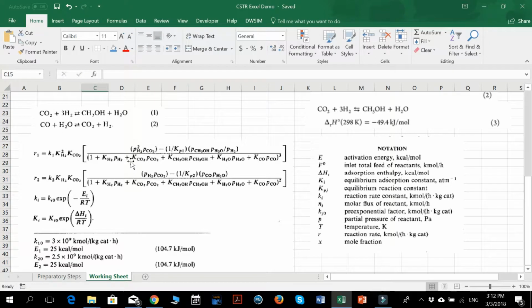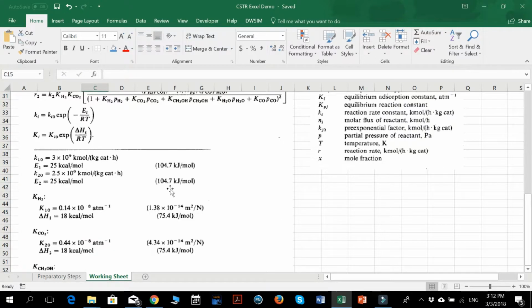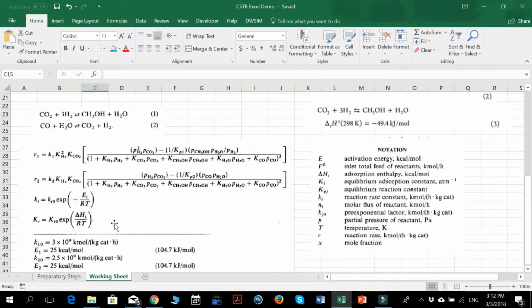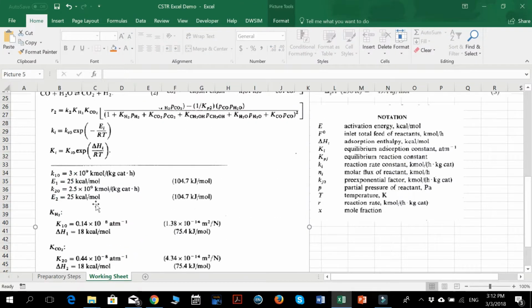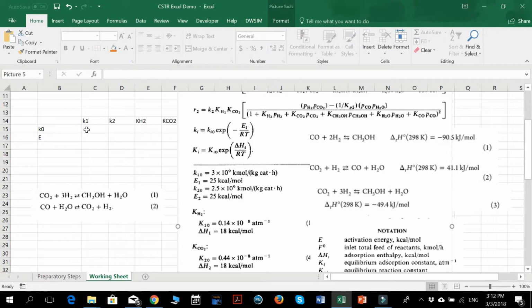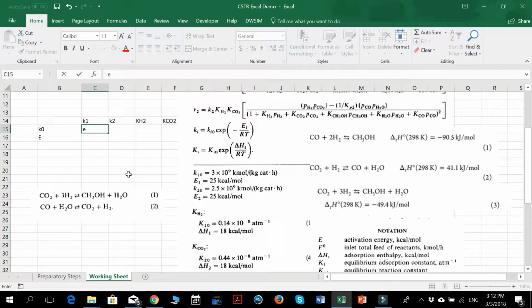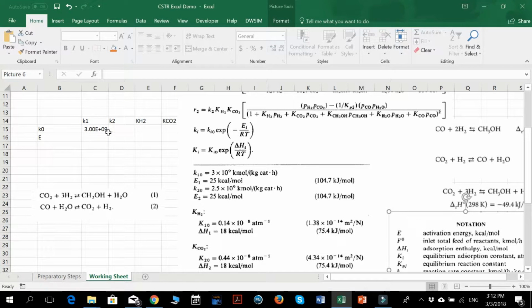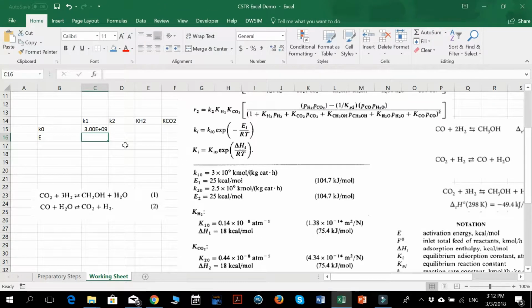Anyway, K1. K1 is 3E9. So let's just put 3E9 at the start, 3E9 and 25 kcals per mole. Let's just remove this aside. 25 kcals per mole, or 104.7 kilojoules per mole. Let's just put the raw numbers there.